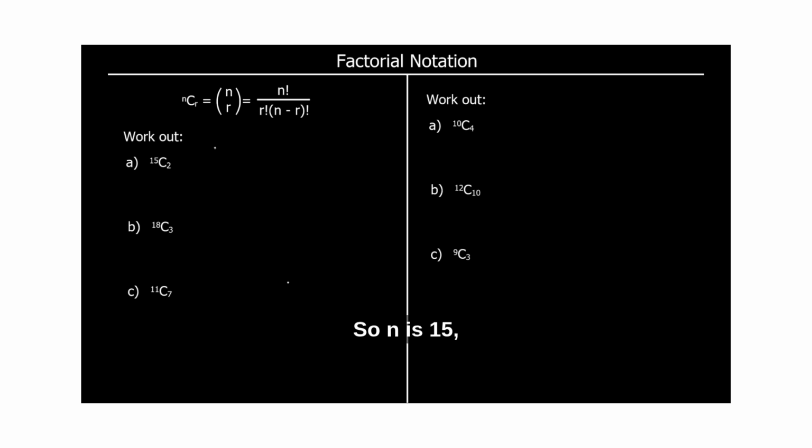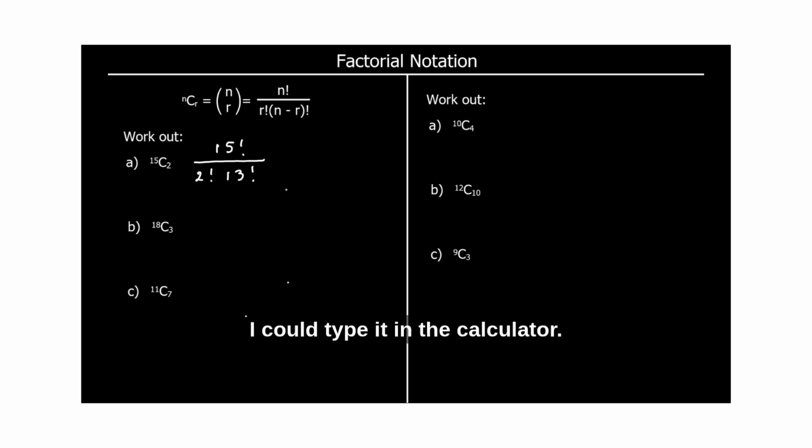So n is 15, so 15 factorial over r, which is 2, 2 factorial times n minus r, 15 minus 2 is 13. So I've got 15 factorial over 2 factorial times 13 factorial. I could type it in the calculator. I know 15 factorial means 15 times 14 times 13 and so on. 13 factorial is 13 times 12 times 11 and so on.